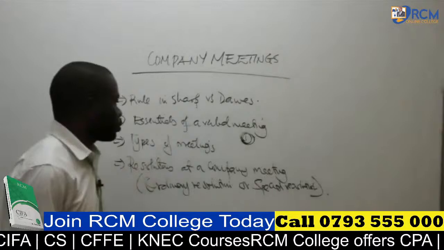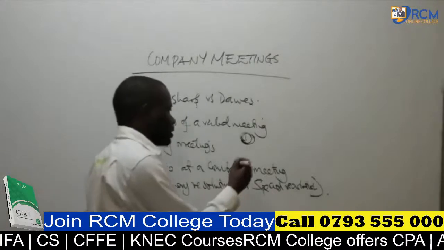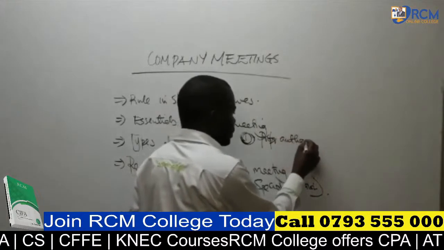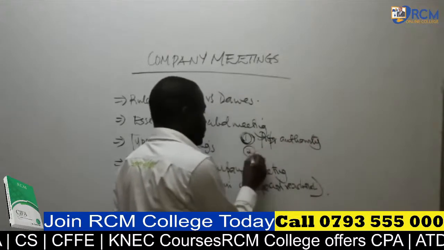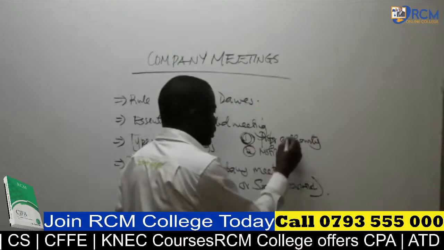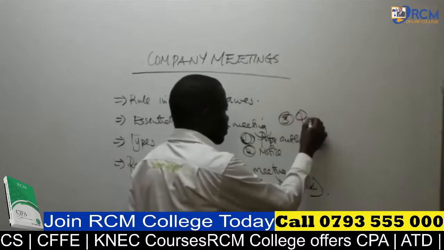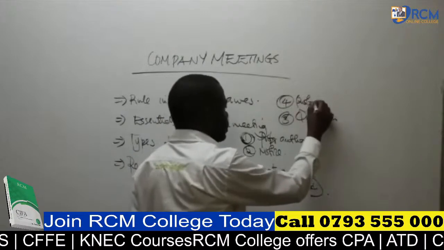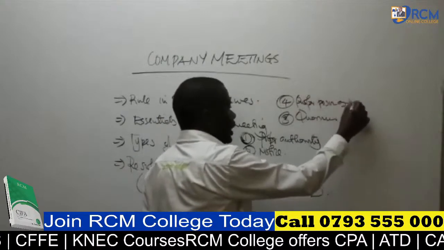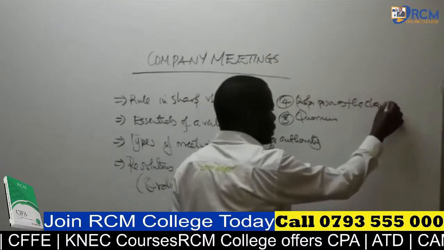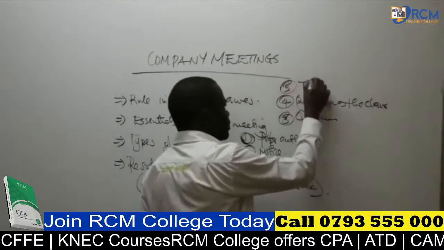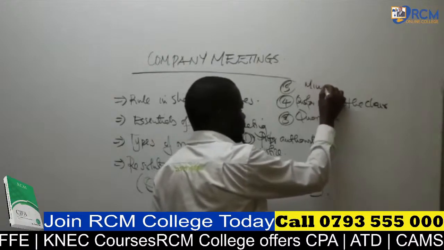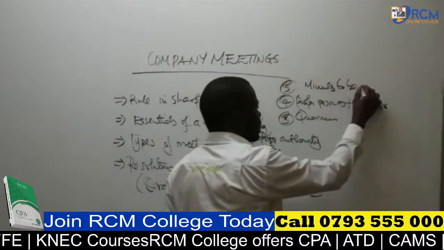So sorry about that. So we said the essentials of a valid meeting, that the meeting should actually be convened by the proper authority. Number 2, there should actually be what we call a notice. Number 3, there should actually be what we call a quorum. Number 4, there should be a proper person as the chair, and we went into details with regard to these particular essentials. And the last one, which we are just to look at, minutes should actually be maintained.